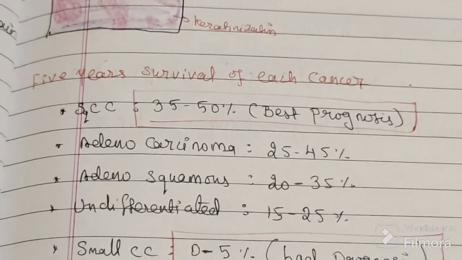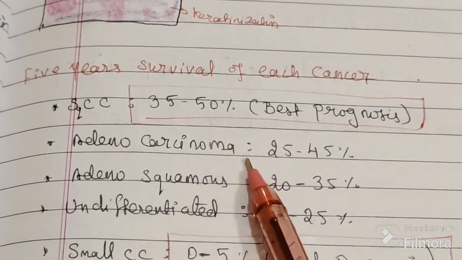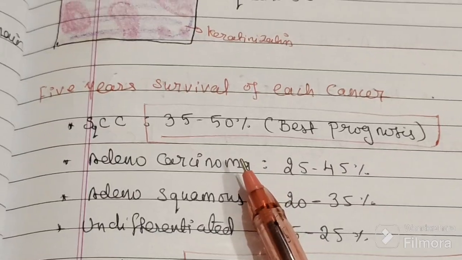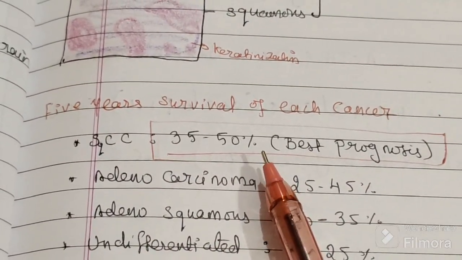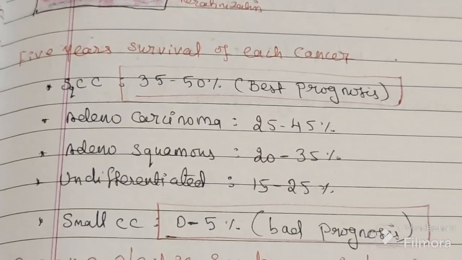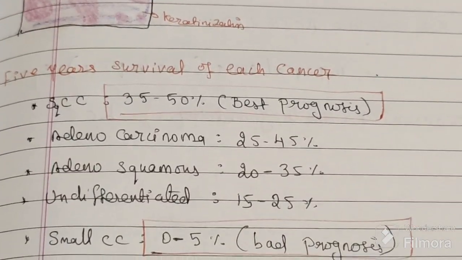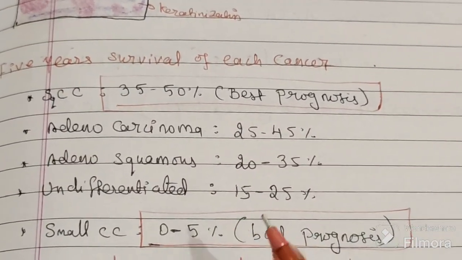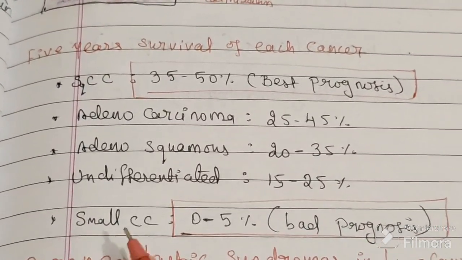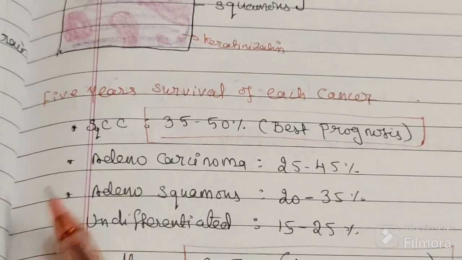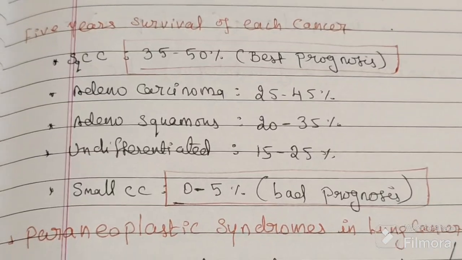Then next is the 5-year survival of each cancer. 50% of people survive after 5 years, 50% died without treatment. The bad one: only 0.5% of people survive, 95% died without treatment or therapy. This one is the bad prognosis: small cell carcinoma, squamous cell carcinoma. The best prognosis is the other; this one is the bad prognosis.